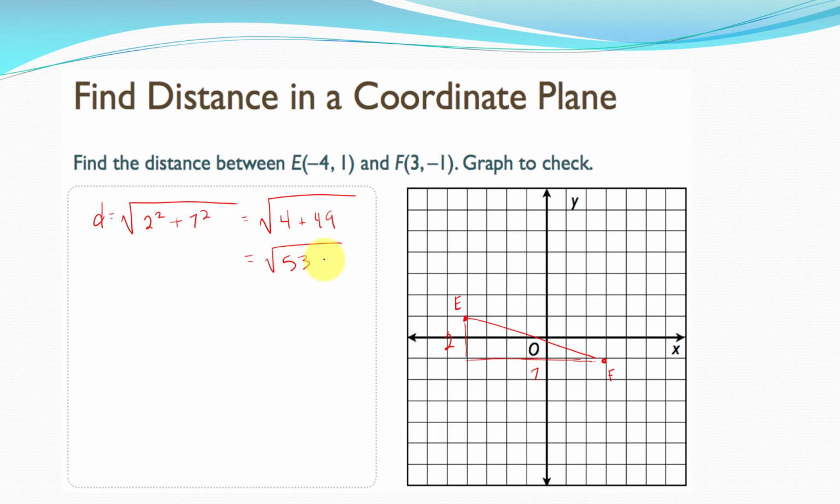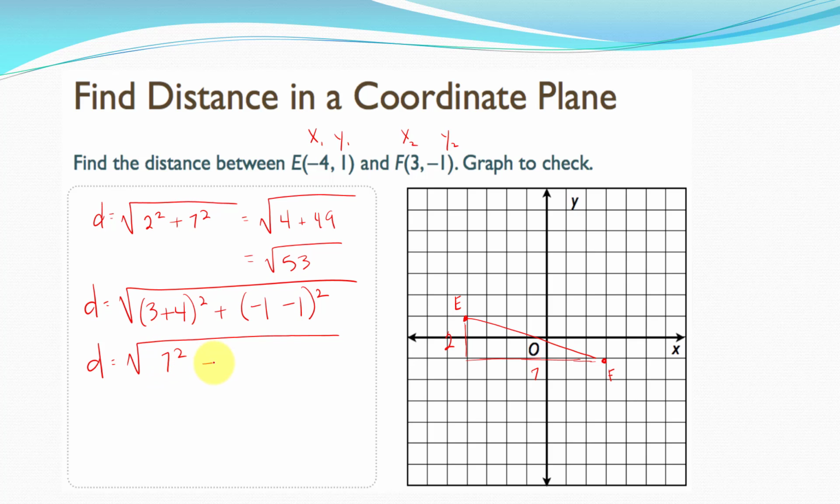However, we don't always have a graph to just count, so we may need to do it with our actual coordinates. So we can call this x1, y1, we can call this x2, y2, and use our distance formula, plug in numbers and calculate it that way as well. So x2 minus x1 would be 3 minus negative 4, which turns out to be 3 plus 4, plus negative 1 minus 1 squared. Three plus 4 is 7, 7 squared. Negative 1 minus 1 is negative 2 squared. Now what you'll notice here, we had 2 before when we counted, and here we have a negative 2. But these amounts are always being squared, so you're never going to actually end up with a negative number. And then you get the same thing, square root of 53.